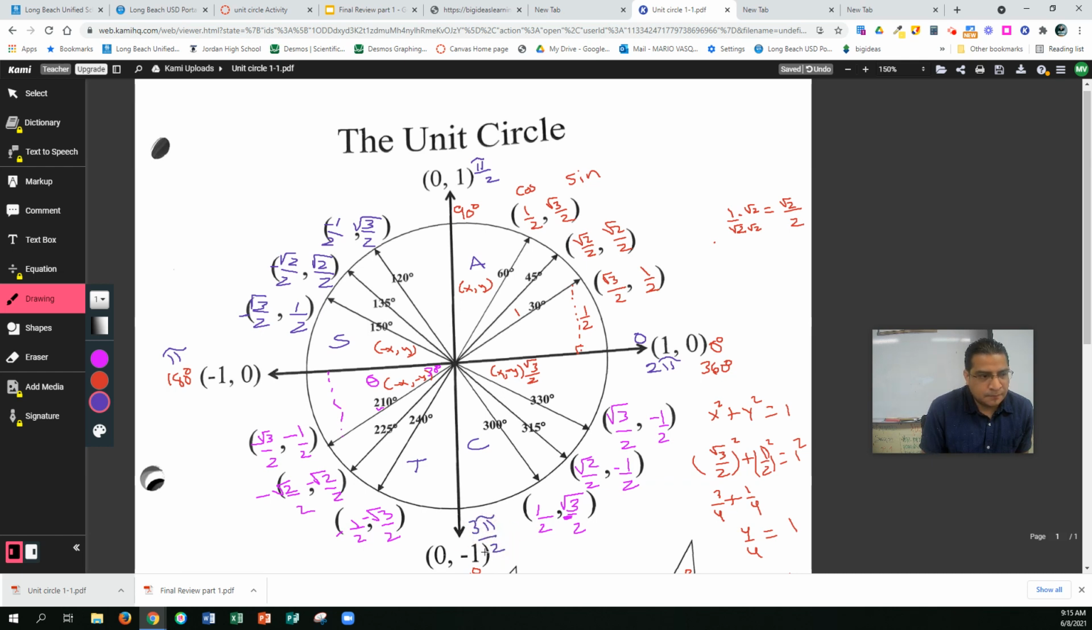How did I do it? All I did is 0 pi over 2, 1 pi over 2, 2 pi over 2, 3 pi over 2, and 4 pi over 2. 4 pi over 2 is 2 pi. All right, that is it.